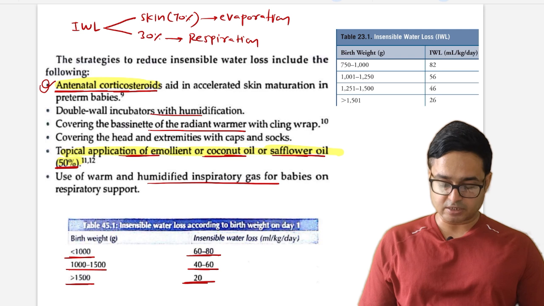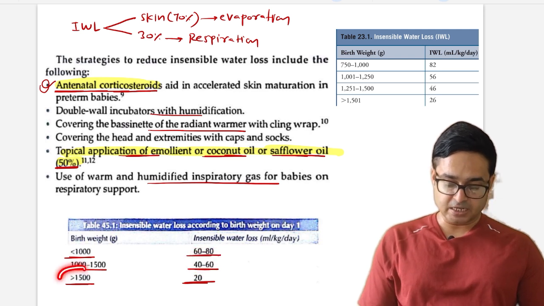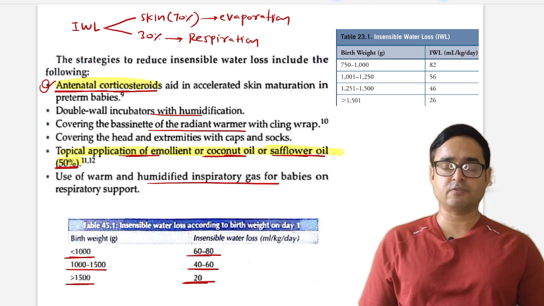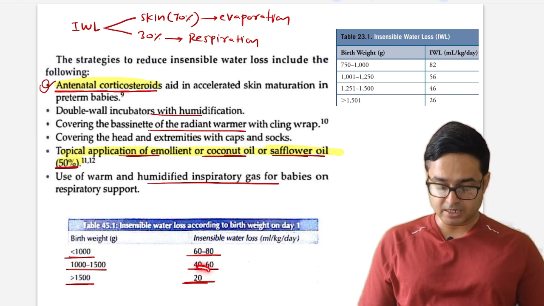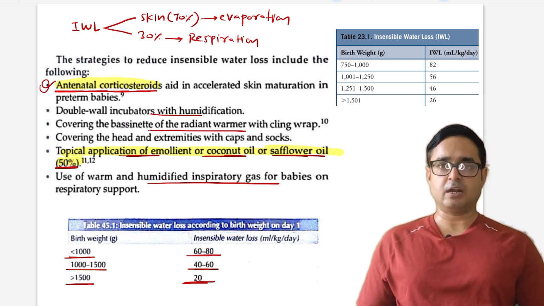Okay. Birth weight 1000 to 1500 gram: the insensible water loss is 40 to 60 ml per kg per day. And for more than 1500 grams birth weight, 1.5 kg, it is merely 20 ml per kg per day. So you can differentiate according to weight.